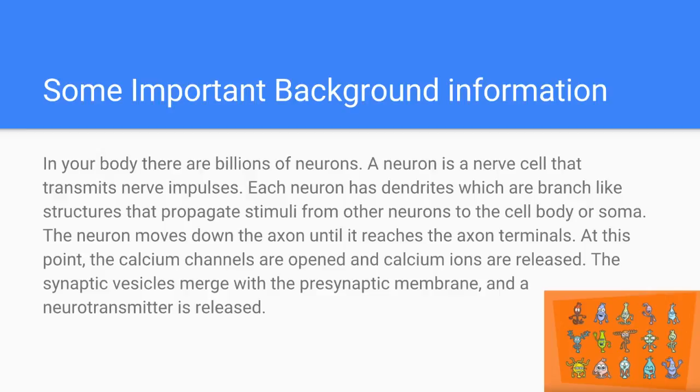Here's some important background information. In your body, there are billions of neurons. A neuron is a nerve cell that transmits nerve impulses. Each neuron has dendrites, which are branch-like structures that propagate stimuli from other neurons to the cell body or soma. The impulse moves down the axon until it reaches the axon terminals. At this point, the calcium channels are opened and calcium ions are released. The synaptic vesicles merge with the presynaptic membrane and a neurotransmitter is released.